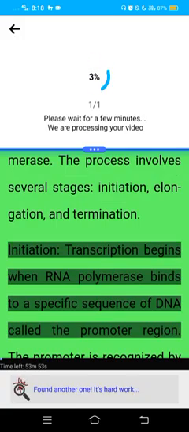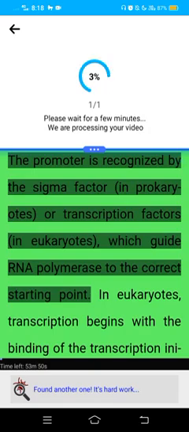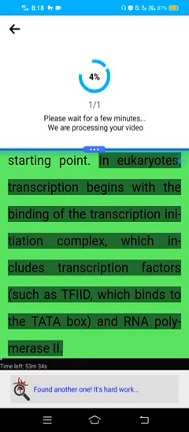Initiation. Transcription begins when RNA polymerase binds to a specific sequence of DNA called the promoter region. The promoter is recognized by the sigma factor in prokaryotes or transcription factors in eukaryotes, which guide RNA polymerase to the correct starting point. In eukaryotes, transcription begins with the binding of the transcription initiation complex, which includes transcription factors such as TFIID, which binds to the TATA box, and RNA polymerase II.